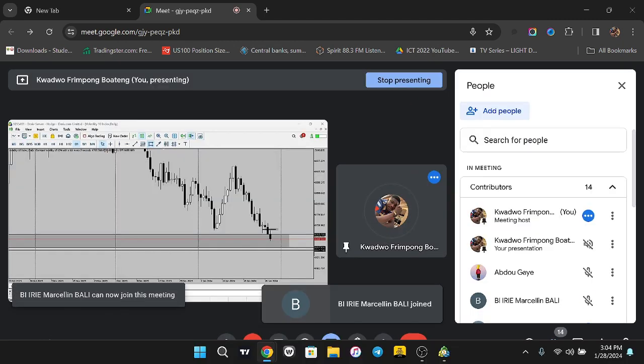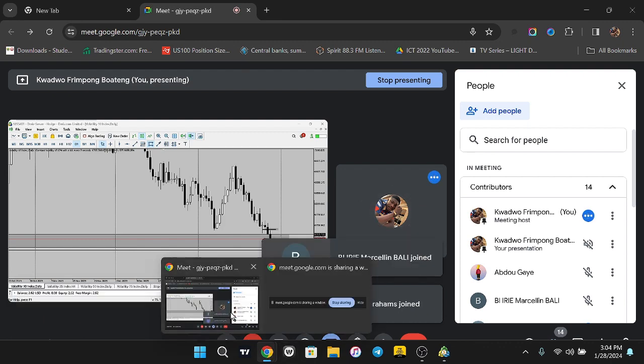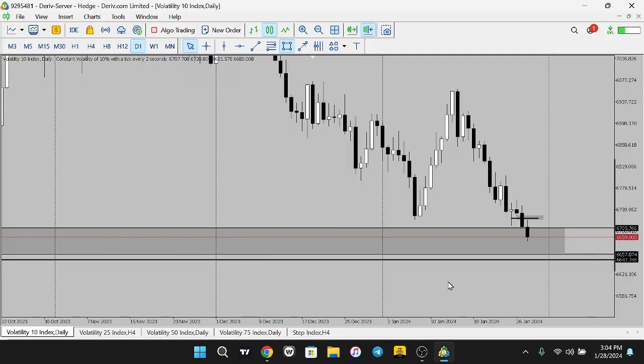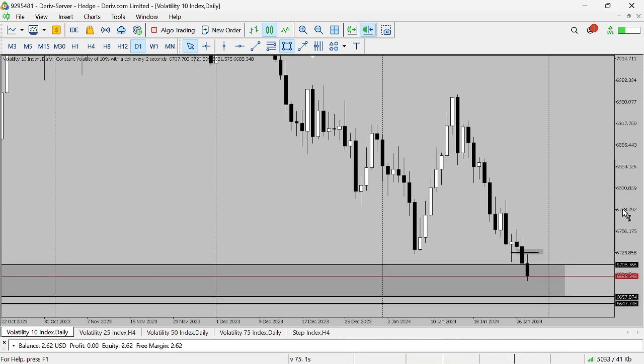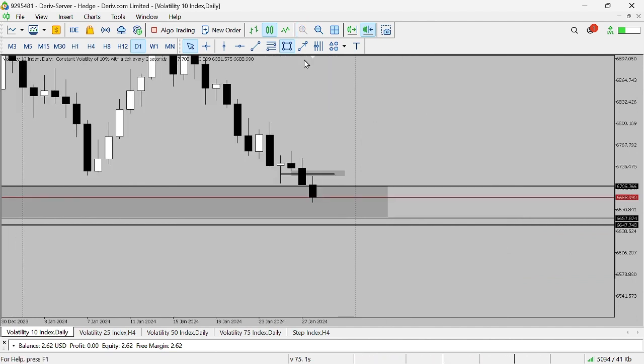Okay, so the daily is still bearish, which is in conformity with our weekly direction. But as I say, we are in premium. We are in discount levels on the monthly chart. Okay, so looking at the daily chart, a couple of things price can do.